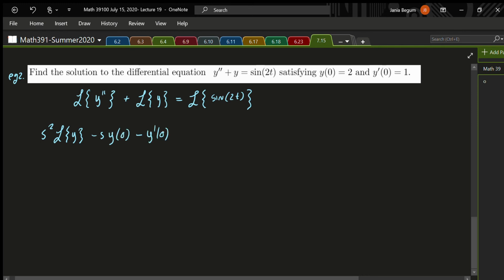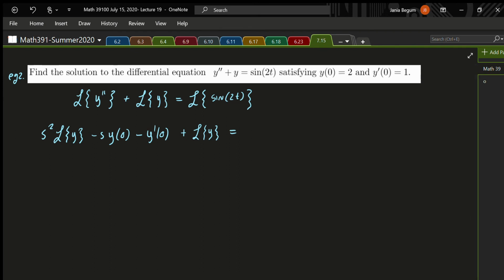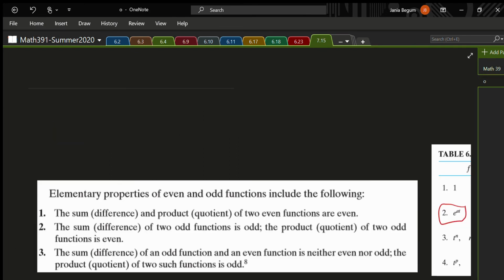Okay, so make sure you guys remember that. So that's replacing the Laplace transform of y double prime, and then we have L of y is equal to, well, now for the Laplace transform of sine of t, we need the table. So let's go to the table.